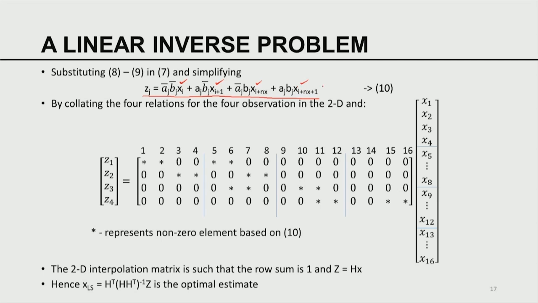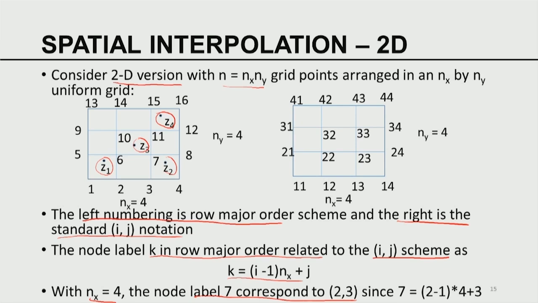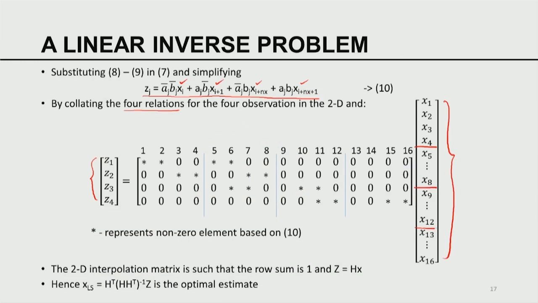So I can write this in the form of a matrix. There are 4 observations, so there are 4 relations. So this is the observation vector. There are 16 unknowns. The 16 unknowns are naturally partitioned into a vector of 4 segments. So z1 now lies, so let us go back to the picture now. z1 is in the grid with origin 1. So z1 will affect only 1, 2, 5 and 6. That can be readily seen.